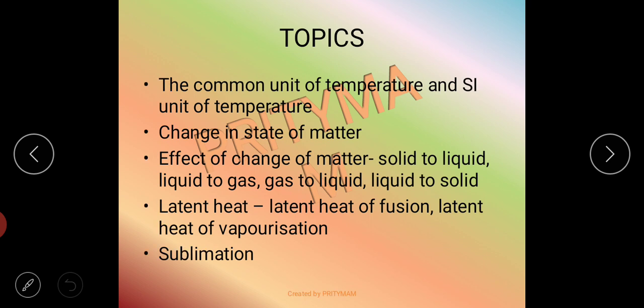The topics that I am going to cover in this chapter are the common unit of temperature and the SI unit of temperature, changes in the states of matter, what is the effect of change of matter if we change it from solid to liquid, liquid to gases, gases to liquid and liquid to solid. I will also teach you latent heat of fusion and latent heat of vaporization. And the last topic of this lecture will be sublimation.